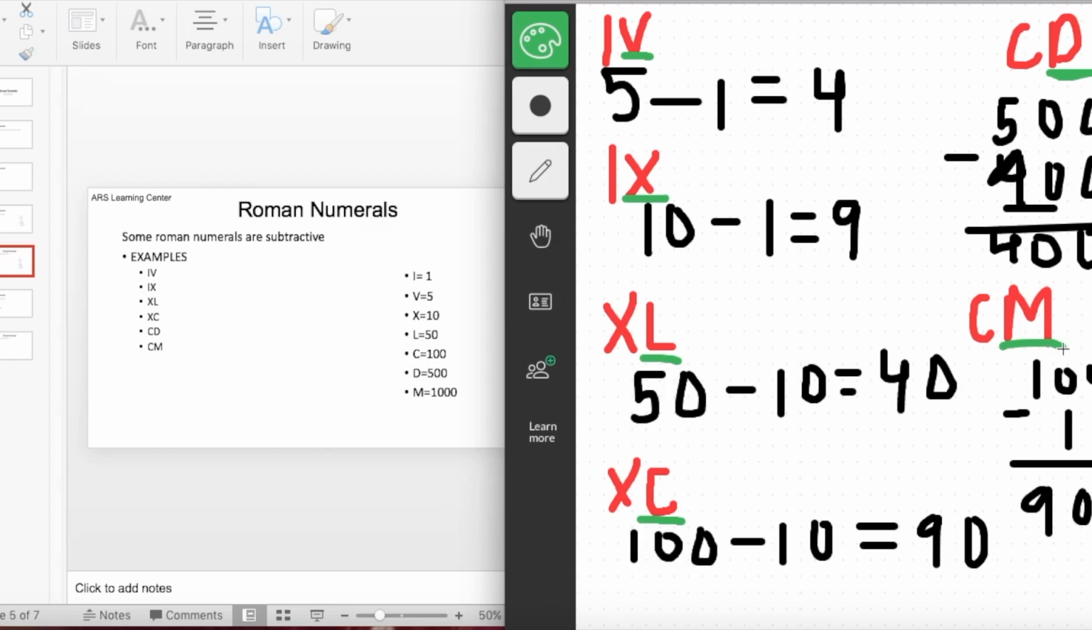Roman numerals can be additive or subtractive depending on whether the largest letter is first in the Roman numeral.